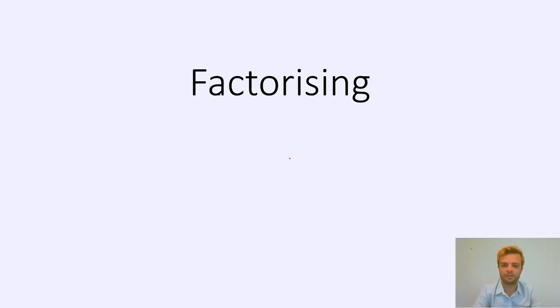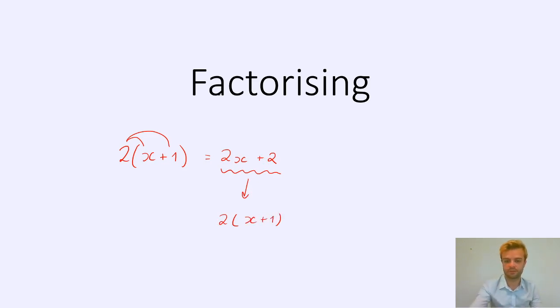All right, so here we're going to be looking at factorising, and factorising is the opposite of expanding brackets. Expanding brackets is where you take something like this and multiply out the brackets and work out that in this case the answer would be 2x plus 2. Factorising is when you take an expression like this and put it into brackets. So it's the reverse process.